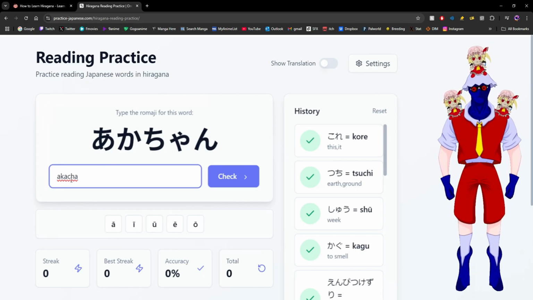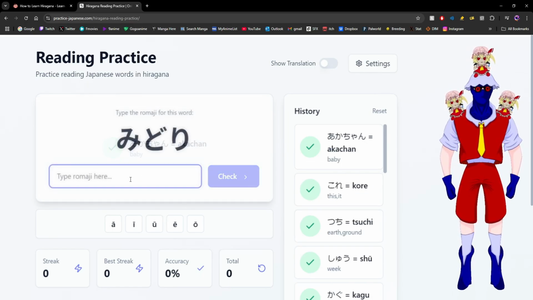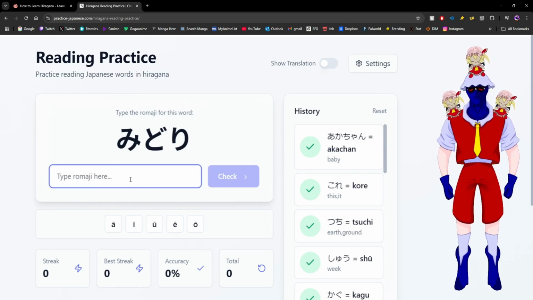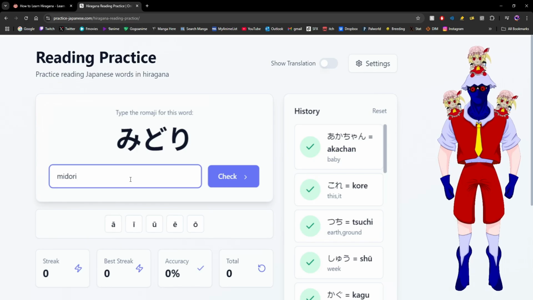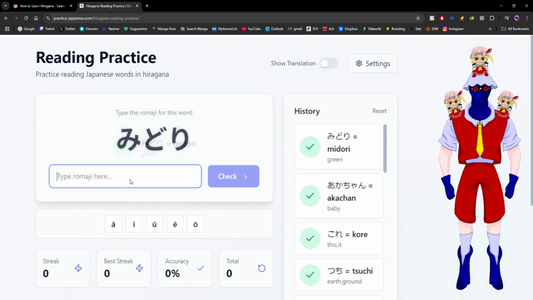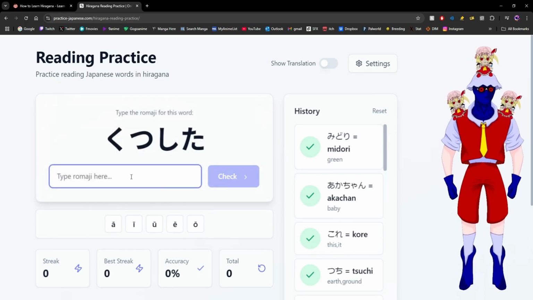And in CH, Cha, these are two. In order to make it 3 letters, we will remove the Chi. So yeah, it's Cha. And then Chan. Baby, Aka-chan. Oh, really? We have Mi, Do, Ri, which means green. Yes, I know Midori.